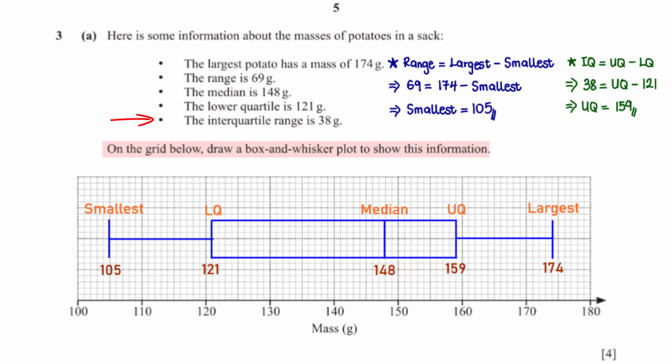Then finally, we were given the interquartile range. From this value, we can easily calculate the upper quartile, which is what we need for the box and whisker plot. This gives us 159 grams.